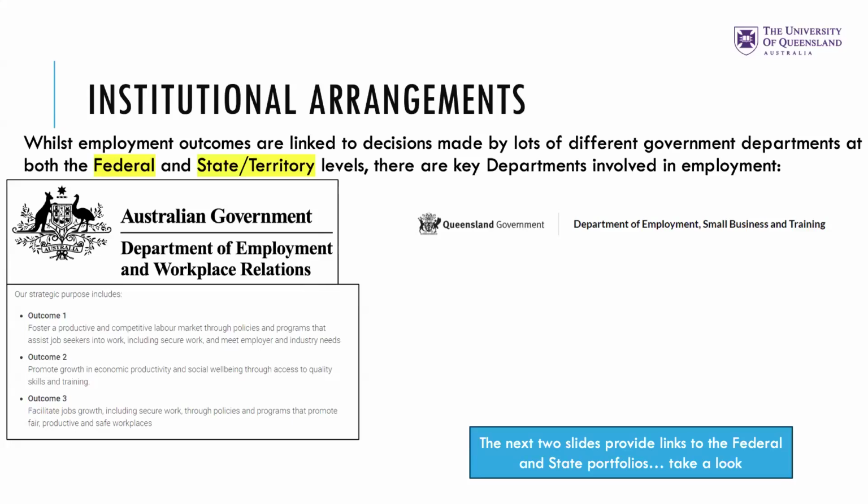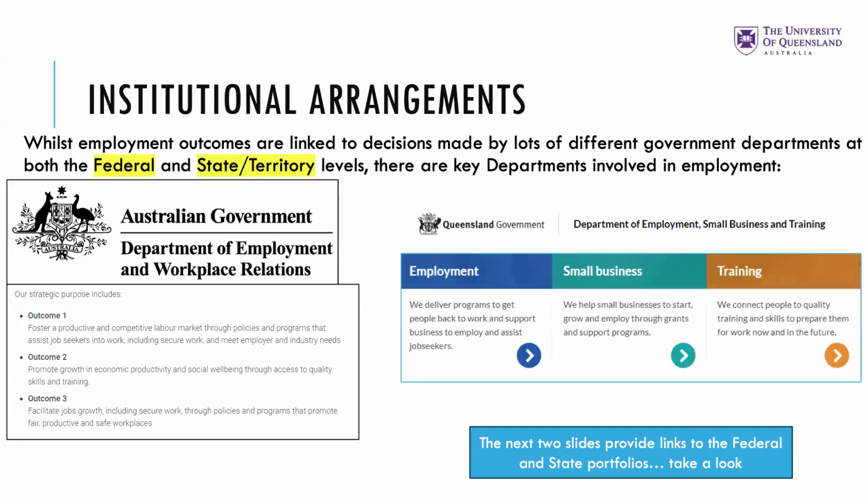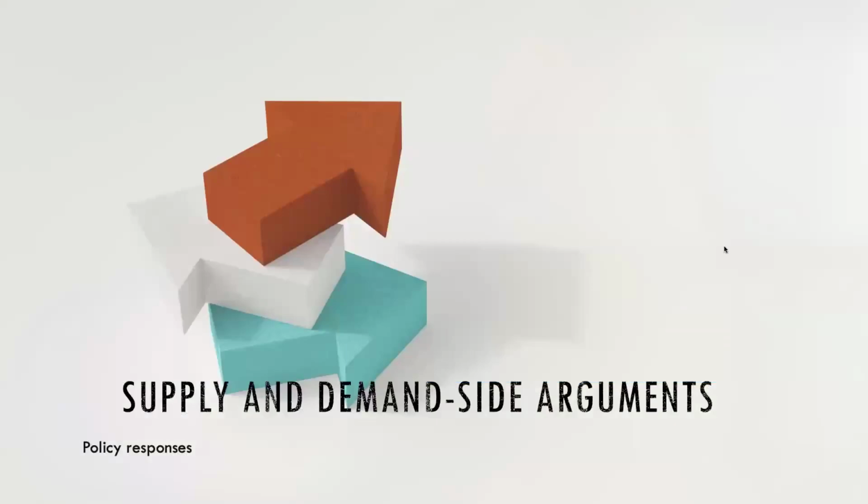For example, the Department of Home Affairs would still be taking important decisions when it comes to work-related migration streams and visa conditions, whereas the Department of Health might be more in charge when it comes to questions regarding health, even in the workplace, and so on. And of course, you might want to look at the Queensland government and its specific department in charge of employment, the Department of Employment, Small Business, and Training. So the next two slides will provide more information on this, and you might want to consult those as well. Thank you.